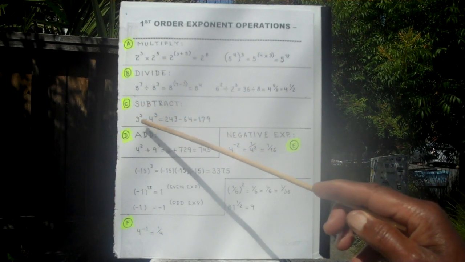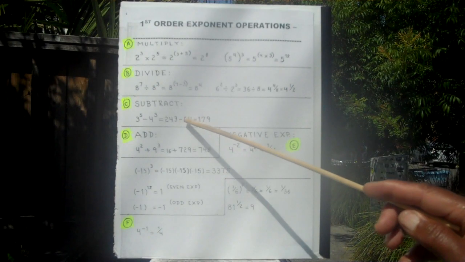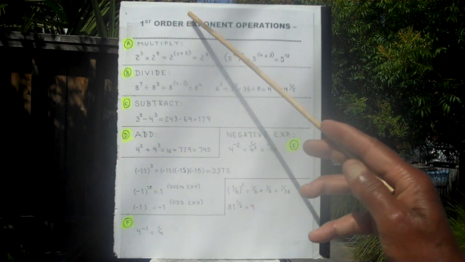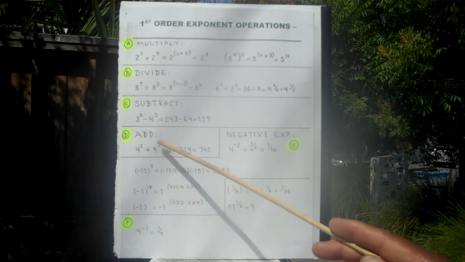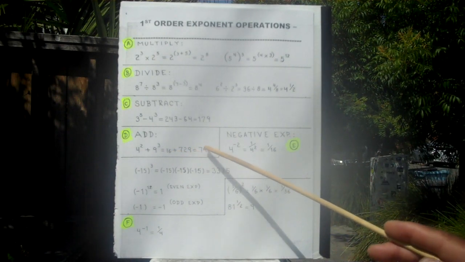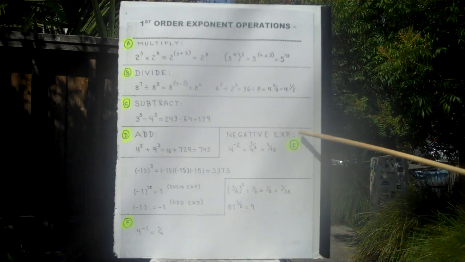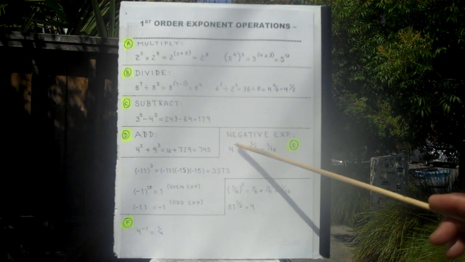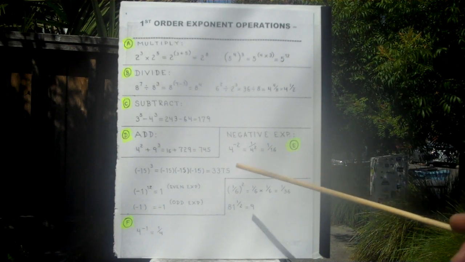Subtract: 3 to the fifth power minus 4 to the third power equals 243 minus 64, which equals 179. When you add exponents, first order that is, you have 4 to the second power plus 9 to the second power equals 16 plus 729, which equals 745. When you work these out, negative exponents, which is E, such as 4 to the minus second power equals 1/16.